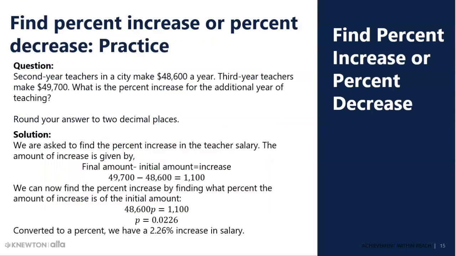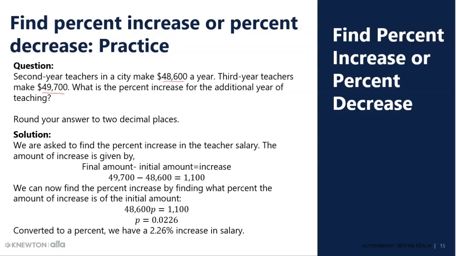So let's see what we have for examples here. Second-year teachers in a city make $48,600 a year. Third-year teachers make $49,700. What is the percent increase for an additional year of teaching? This is often how teachers' salaries are set up. There's a grid with years of experience and degrees going across the top. But round your answer to 2 decimal places.